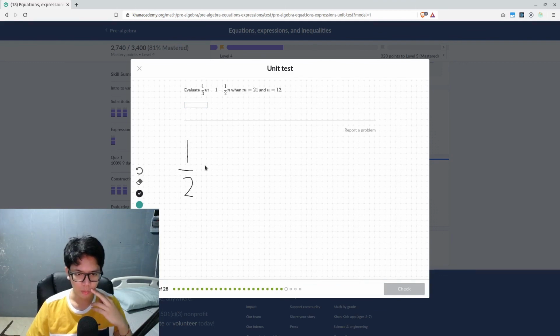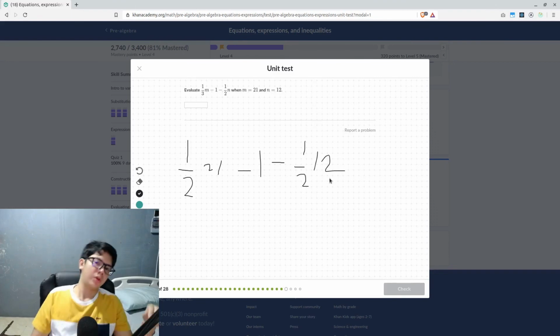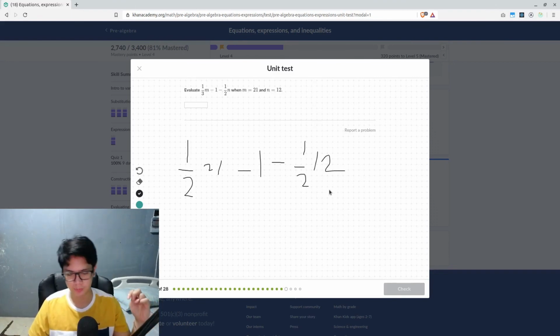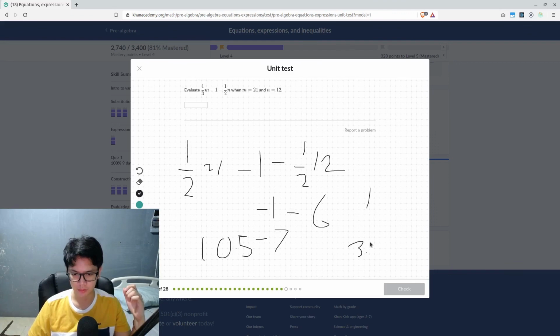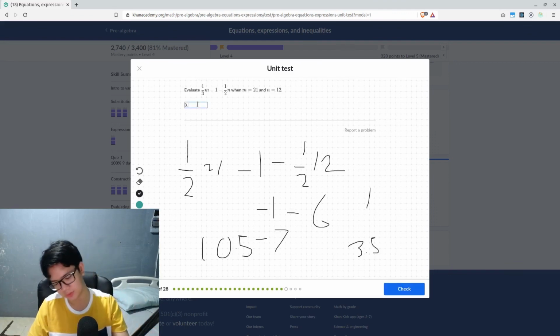Where m is 21, minus 1 minus 1/2 of 12. Okay, it's gonna be 6, this one. Minus 1, it's gonna be minus 7. 1/2 of 12. And 10 minus 7 is just a good 5, I guess.